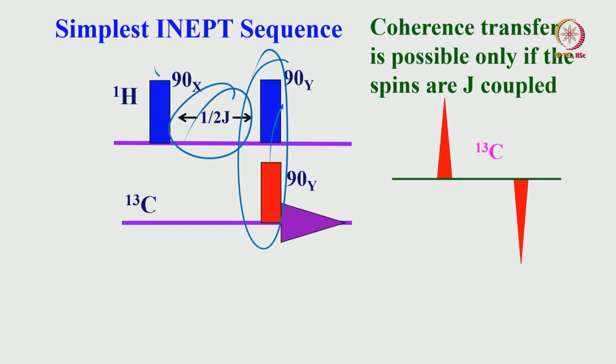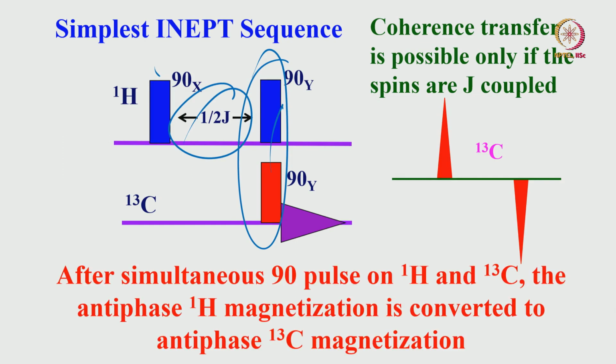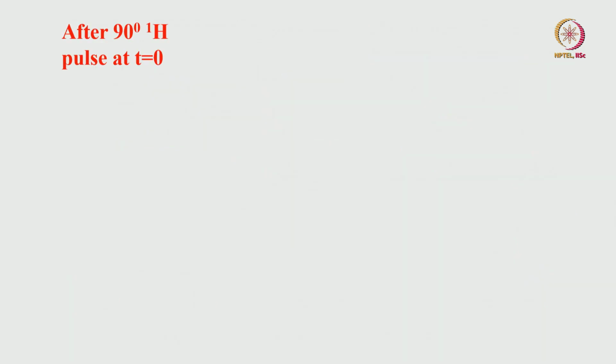And this coherence transfer is possible only if they are J coupled. That is what I have been telling you. This is the simplest of the INEPT sequence. All I said is we have to have antiphase character created and apply simultaneous 90-degree pulses to transfer to the other spin. That is what we have to do, and we did this. But what happened again? Carbon 13 is antiphase. Again is a problem for us.